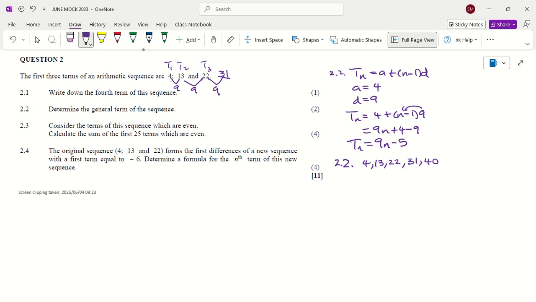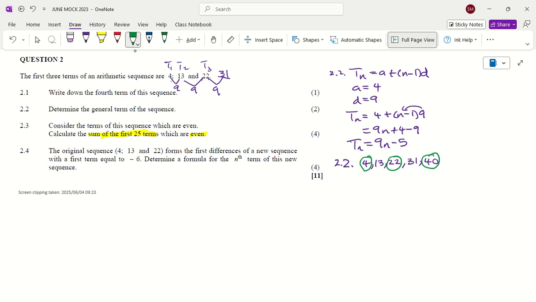So now they are saying we must find the sum of the first 25 even terms, right? Okay, what are even numbers? Terms that are divisible by 2. So in our sequence here, you can see 4 is divisible by 2, 22 is divisible by 2, and then 40 also is divisible by 2.